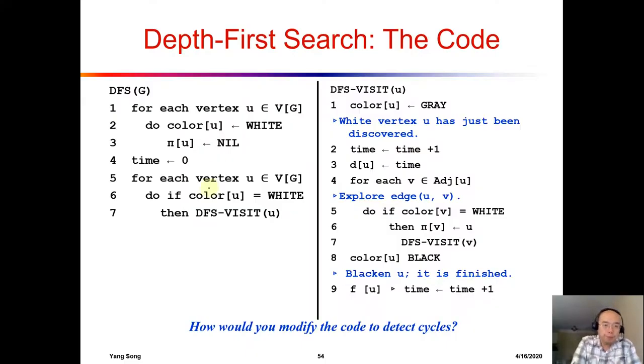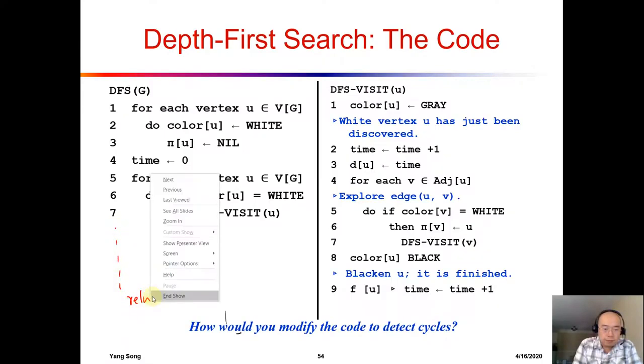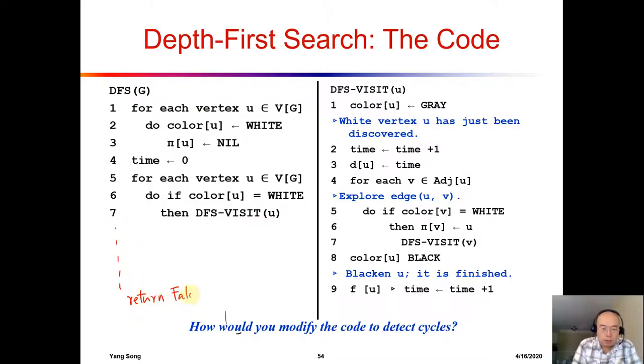Okay, so let me change the color. Well, at the very end, I will return false, saying there's no cycle here. And for each of the vertices, if that vertex is white, then we want to do the DFS visit, right? And then we go here.